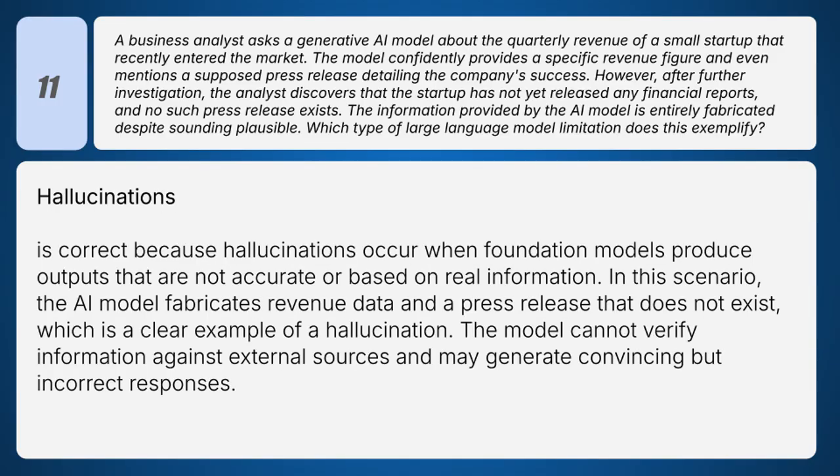Hallucinations is correct because hallucinations occur when foundation models produce outputs that are not accurate or based on real information. In this scenario, the AI model fabricates revenue data and a press release that does not exist, which is a clear example of a hallucination. The model cannot verify information against external sources and may generate convincing but incorrect responses.